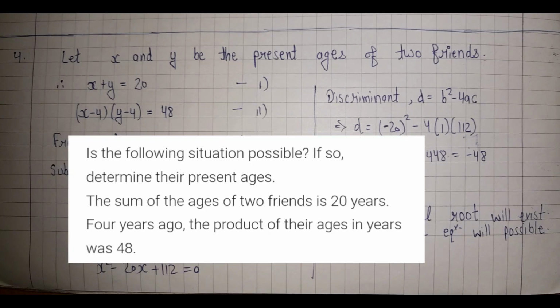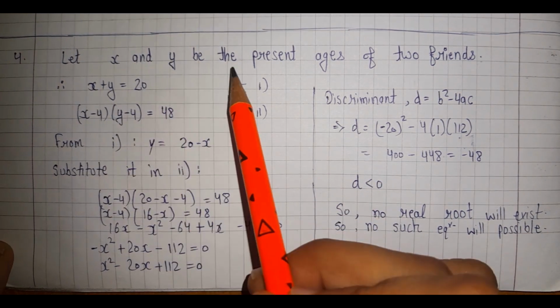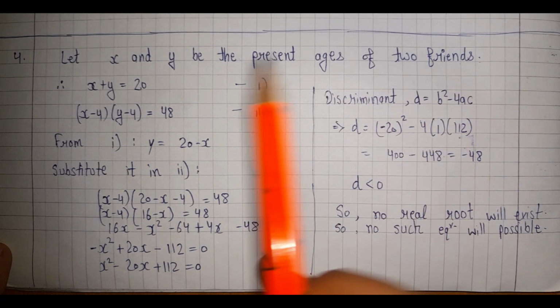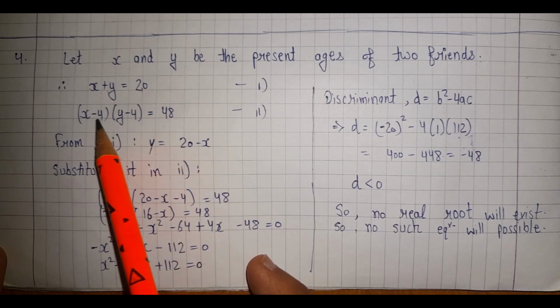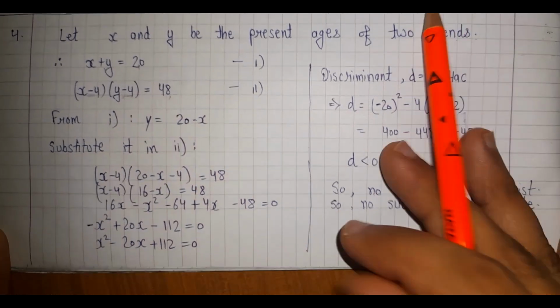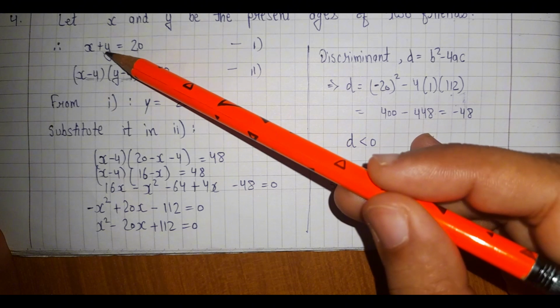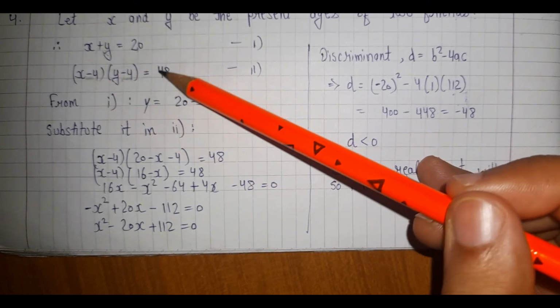Fourth question, is the following situation possible? If so, determine their present ages. The sum of the ages of the two friends is 20 years. 4 years ago, the product of their ages in years was 48. That is, let x and y be the present ages of the two friends. According to the question, the sum of the ages of the two friends is 20 and the product of their ages 4 years ago is 48. So, to find a quadratic equation, find the value of y from the first equation and substitute it in the second equation.